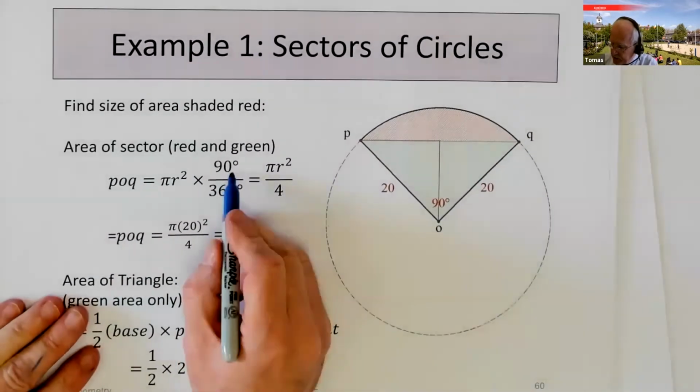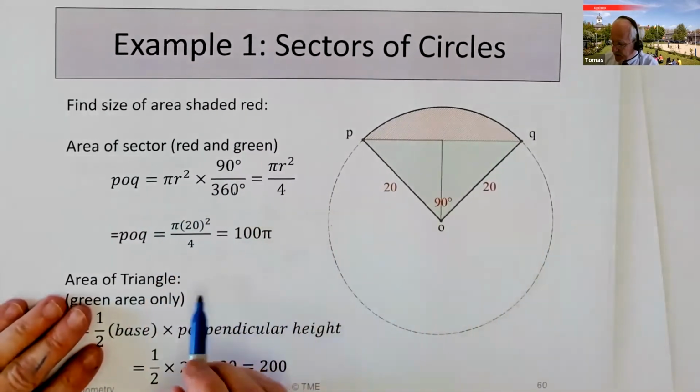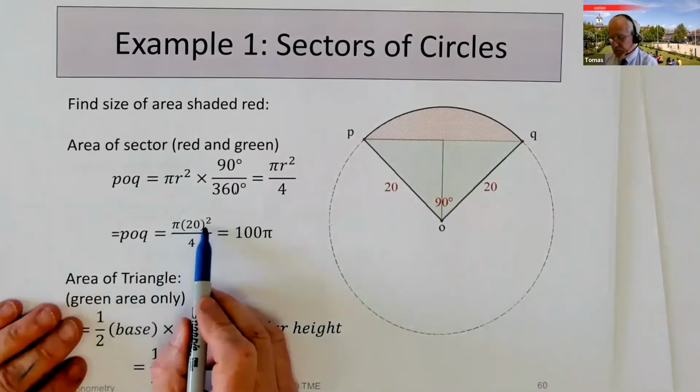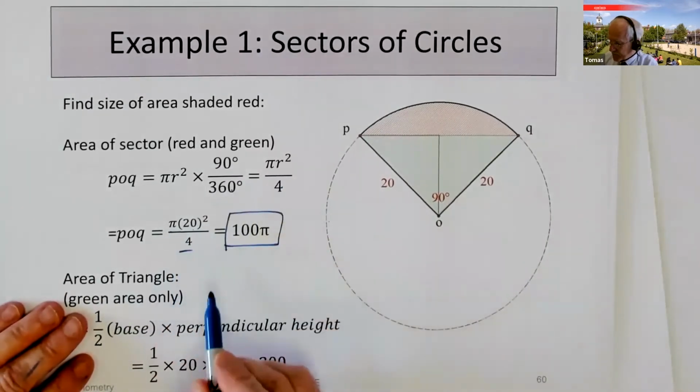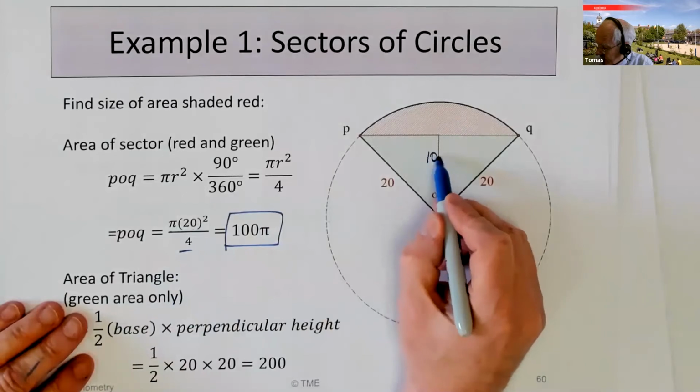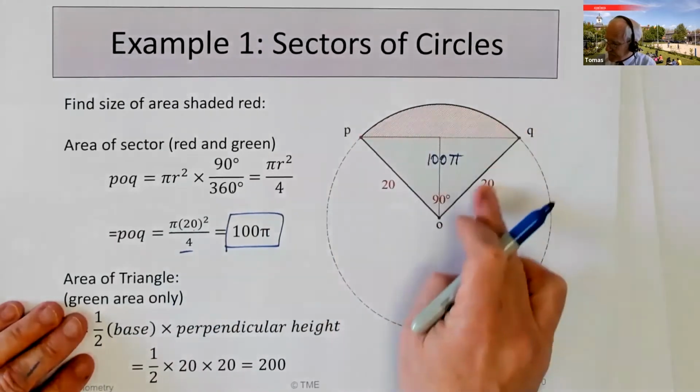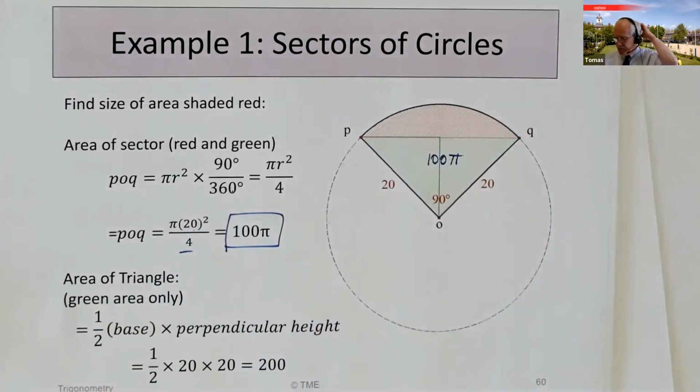So 90 over 360 by pi r squared, but pi 20 squared. 20 by 20 is 400, and that's divided by 4. So that's 100 pi, the whole lot, in that quarter.